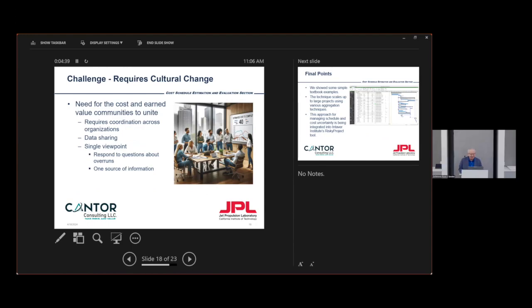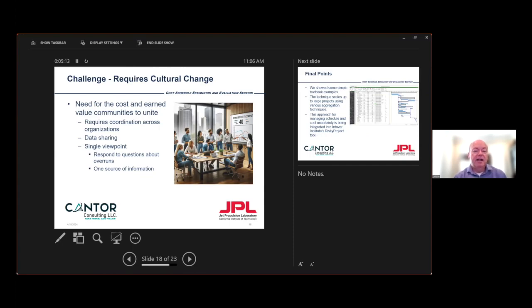Yeah, okay. One of the challenges is requiring some cultural change. There's a need for the cost and earned value communities to unite. So if you look at NASA, many times the earned value and the cost estimators report to the same boss. Missile Defense Agency, they used to report to the same boss. Now earned value is part of acquisitions instead of operations. Going the wrong direction, but there needs to be a similar sort of management community, so they're not separately siloed.